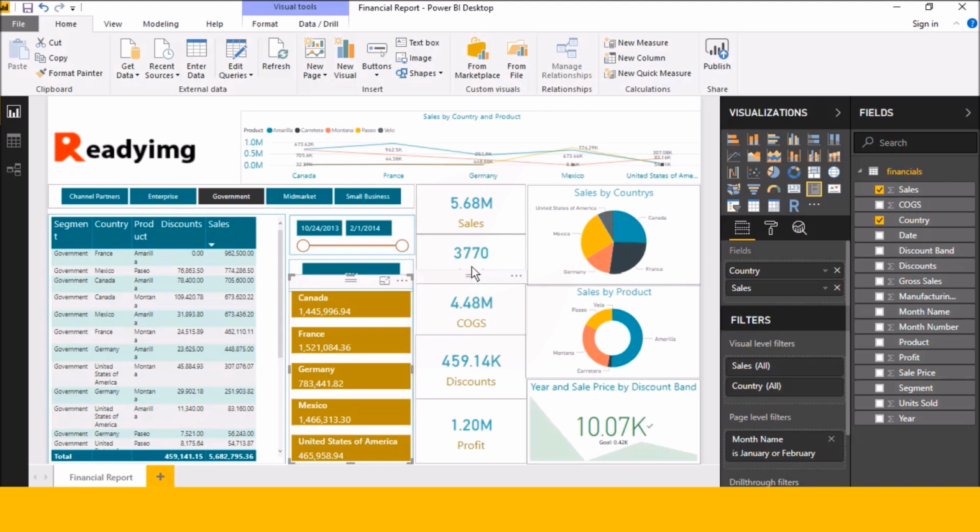pie charts. Price, COGS and government discounts and properties. It's created by sliders. I have categorized all of them separately.